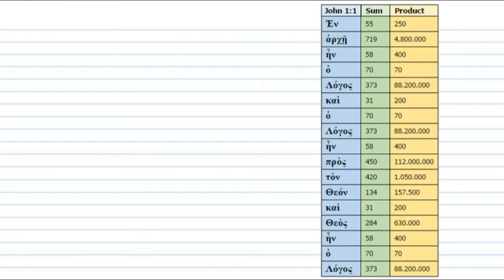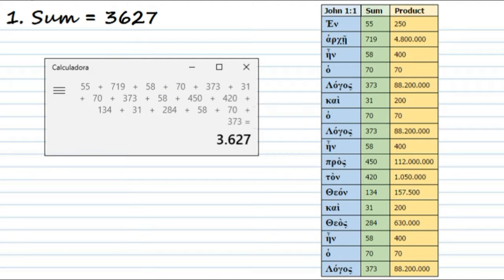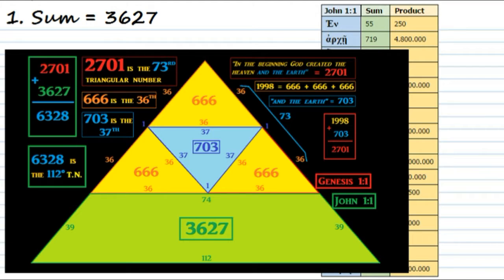Let's now compute the 5 values that we defined for the case of Genesis 1:1. There was the sum of the value of all the words or letters. Now it's a bit longer because it's 17 terms. We have to add 55 plus 719 plus 58 plus 70 plus 373 plus 31, etc. And the result is 3,627. This result is the traditional gematria value of the verse.